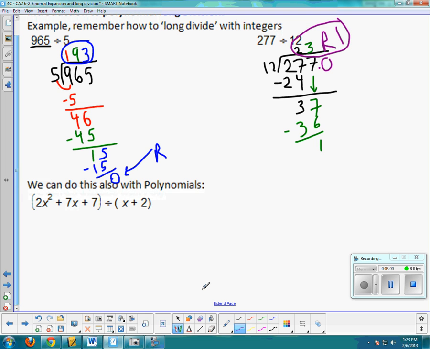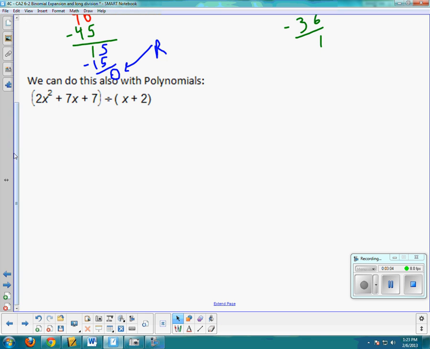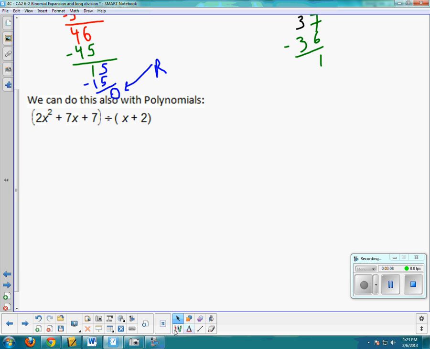So with polynomials, the process is exactly the same. It doesn't change. We're still going to set it up exactly the same way. Really, if you understand that technique, we're going to use it over and over again. So we've got 2x squared plus 7x, excuse me for writing here with the mouse, plus 7. And that is the dividend. And the divisor is x plus 2.